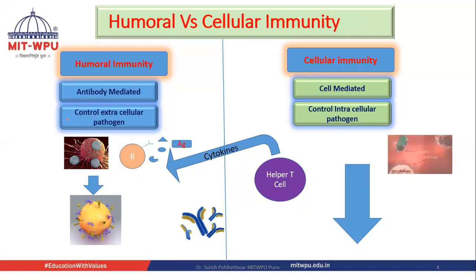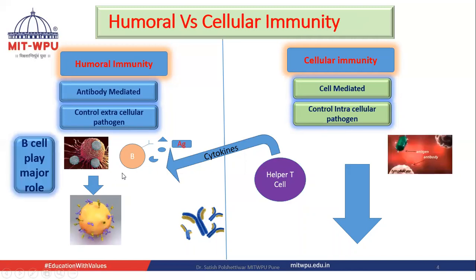It controls extracellular pathogens, while cellular immunity is cell mediated, because it controls intracellular pathogens. Whenever the antigen goes inside the cell, then and only then is cell mediated immunity going to be initiated. So let us first understand humoral immunity. Let me take the pen. Okay, so this is the B cell, which plays a major role in humoral immunity.